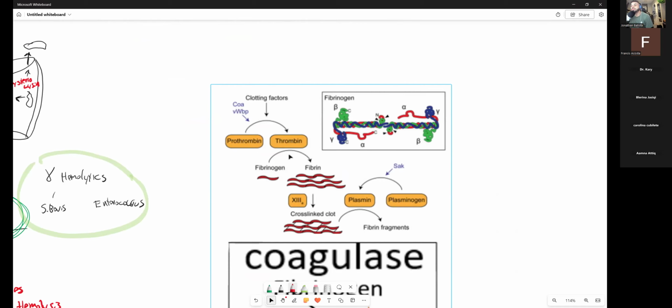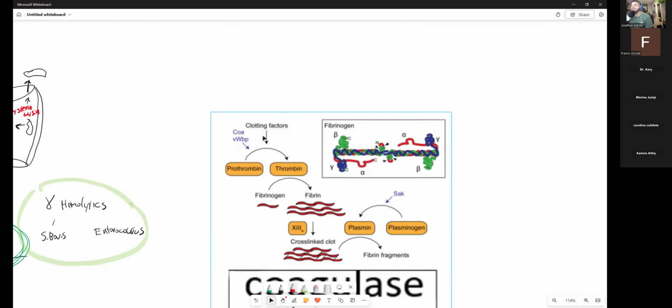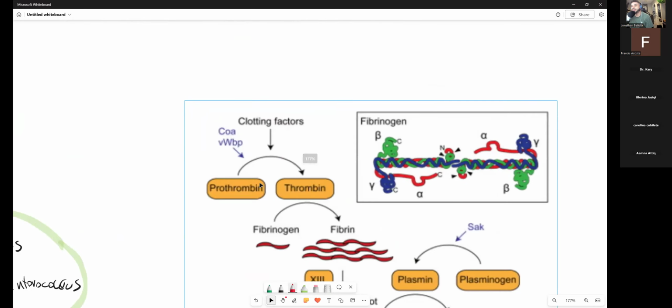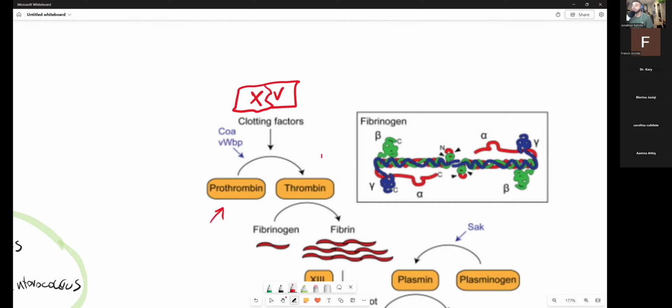Yes. So look at what they put here, clotting factors. Clotting factors is what actually stimulates this, they say. Well, let's be very clear here. Factor 10 together with factor 5 form a complex and they stimulate prothrombin to become thrombin.